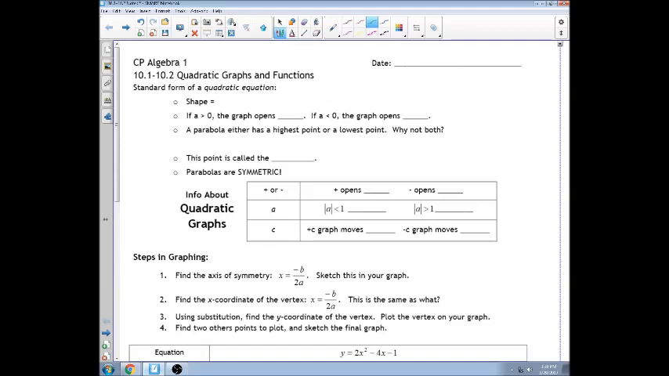Welcome back to Mr. DuPage's classroom. This lesson is for my Algebra 1 class. It is 10.1, 10.2, quadratic graphs and functions.